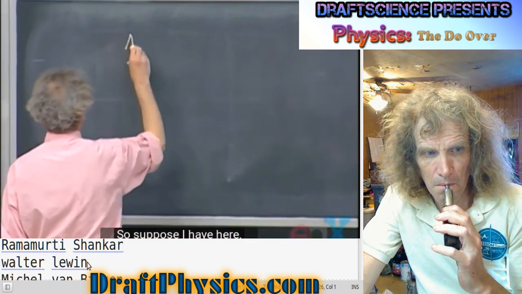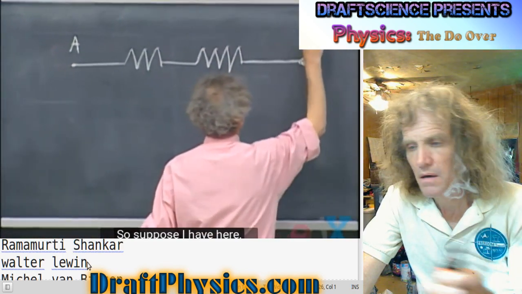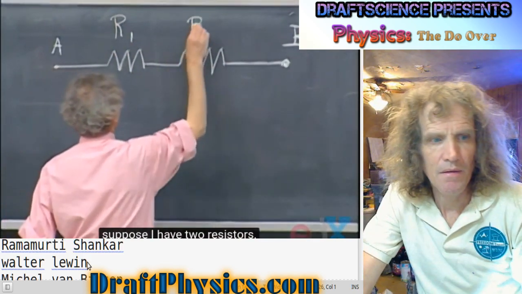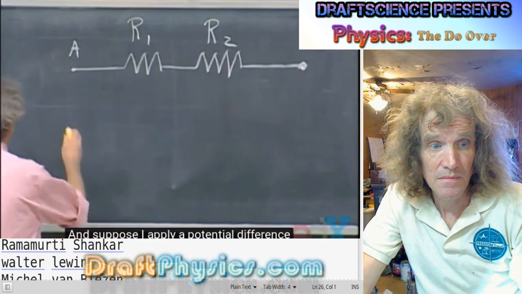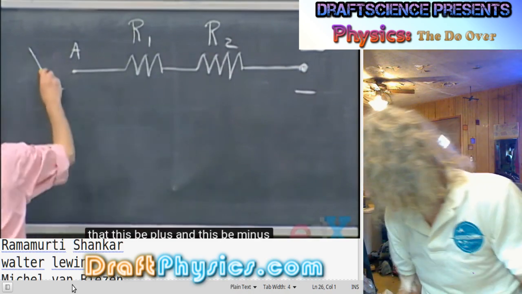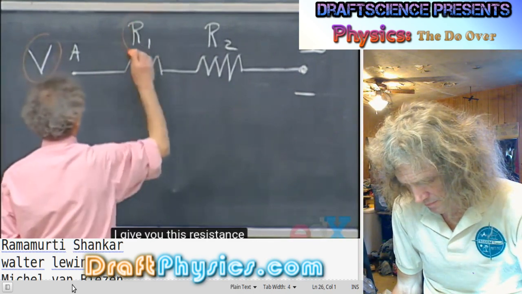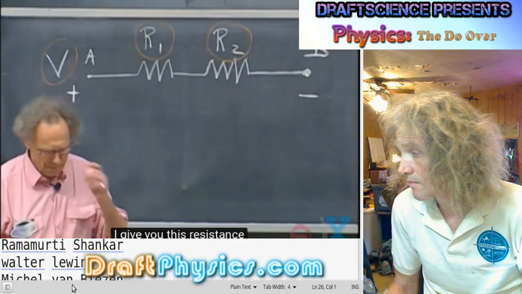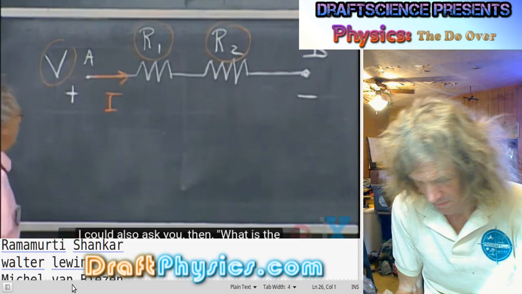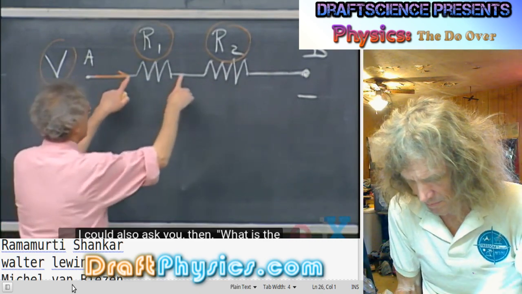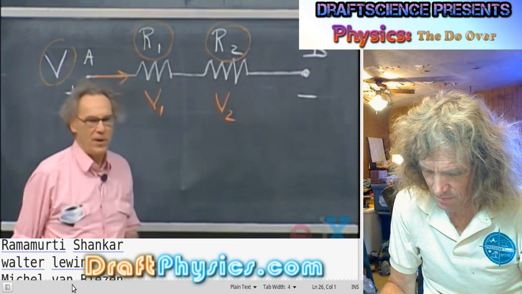Let me be very specific. Suppose I have, between point A and point B, two resistors, R1 and R2. Suppose I apply a potential difference between A and B, this one plus and this one minus, and the potential difference is V. V is known, I give you V and both resistances. I could ask you what current is going to flow. I could also ask what is the potential difference over this resistor alone, which I will call V1, and over the second resistor, which I call V2.